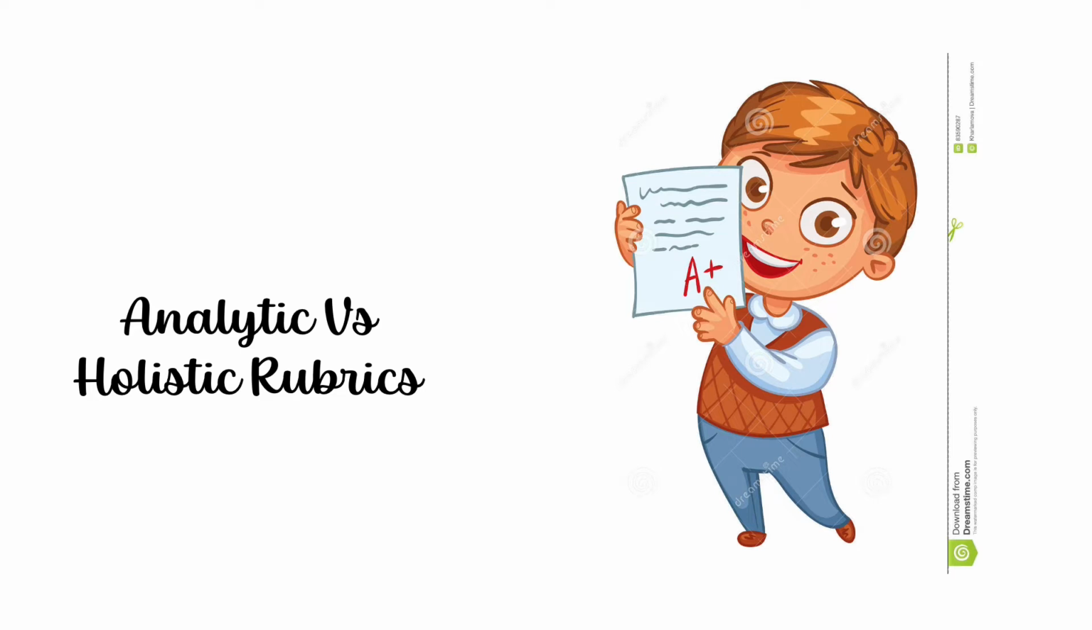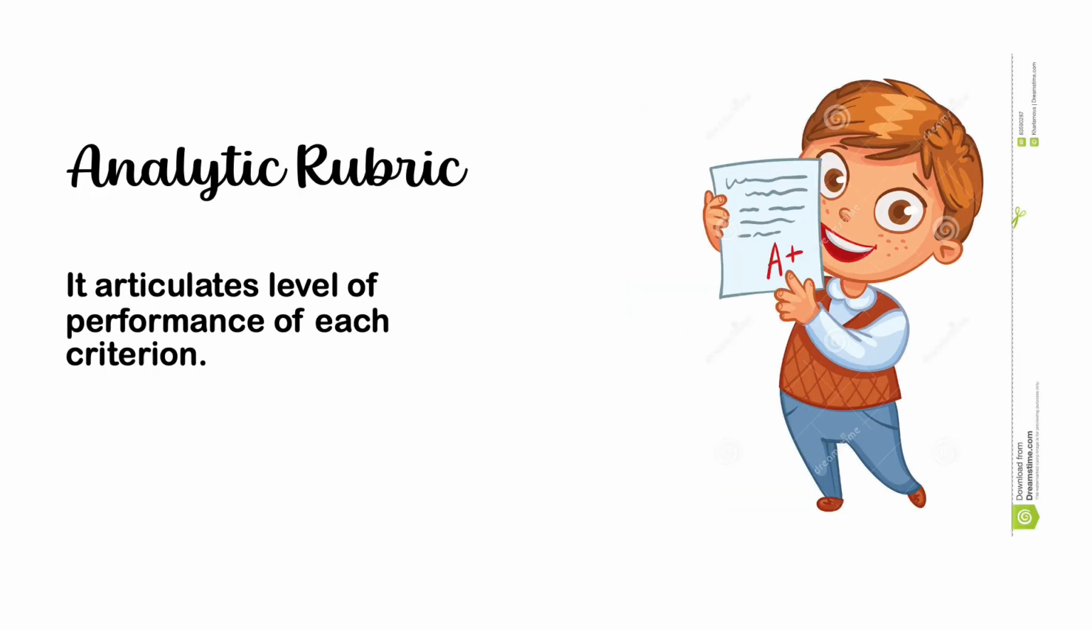Now, let us talk about analytic versus holistic rubrics. An analytic rubric articulates level of performance of each criterion. The recitation rubric I showed a while back is an example of this kind of rubric. Using the recitation rubric, a teacher could assess whether a student has done a poor, good, or excellent job in creating the ambience and distinguish that from how well the student did on voice inflection.